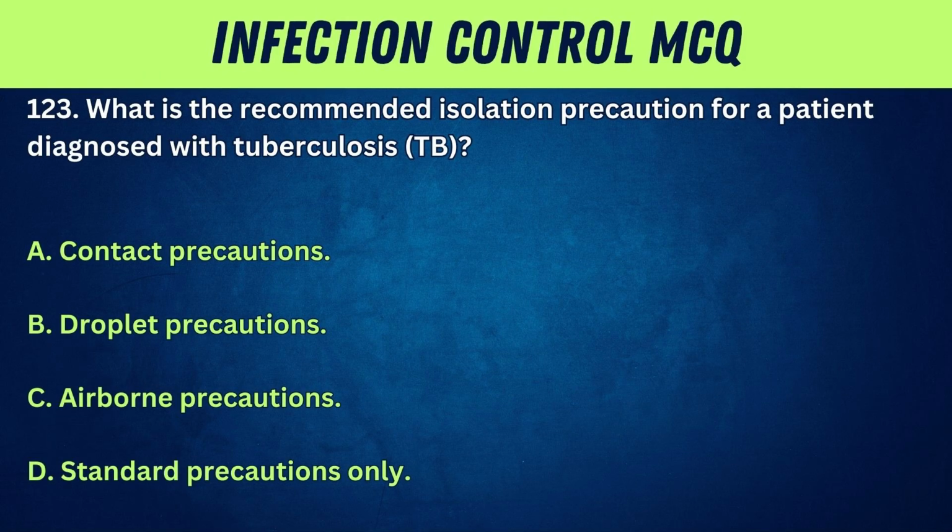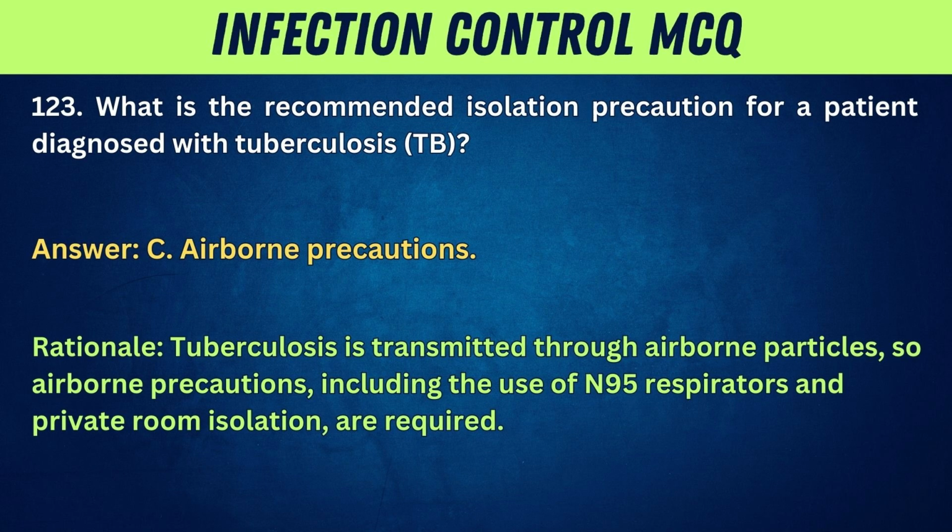123. What is the recommended isolation precaution for a patient diagnosed with tuberculosis, TB? A. Contact precautions. B. Droplet precautions. C. Airborne precautions. D. Standard precautions only. Answer: C. Airborne precautions. Rationale: tuberculosis is transmitted through airborne particles, so airborne precautions, including the use of N95 respirators and private room isolation, are required.